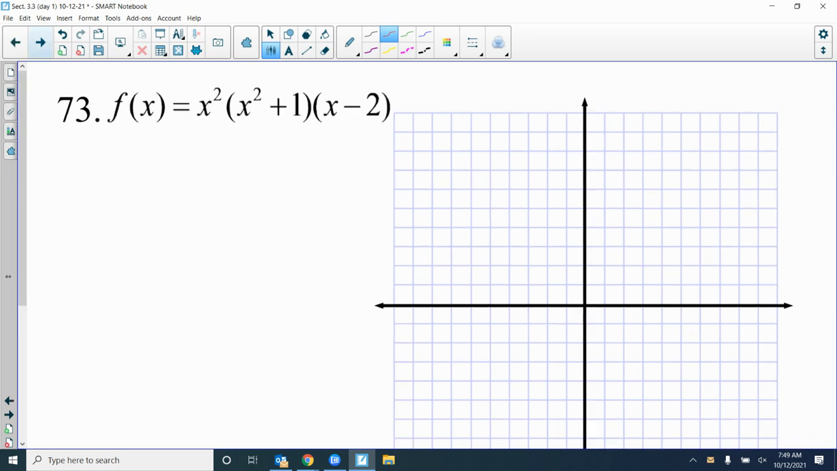Now, 73. You got x squared. You got x squared plus 1. You got x minus 2. This is x equals 0. It will bounce. This is x equals 2. Multiplicity 1, it'll go straight through.